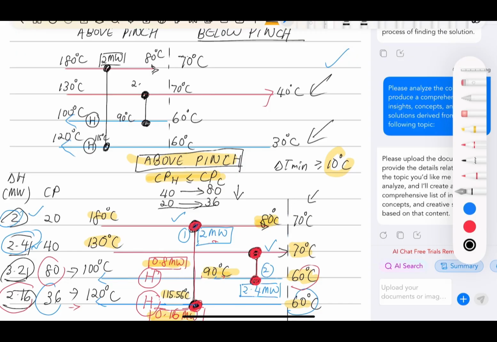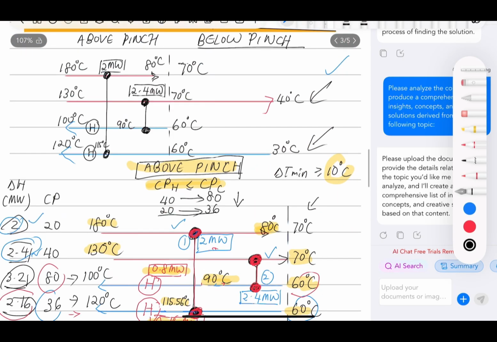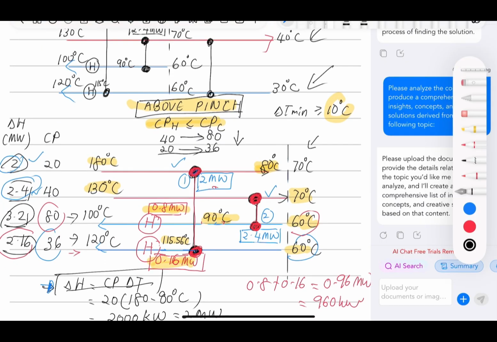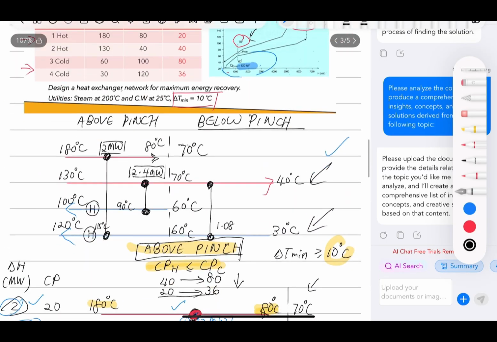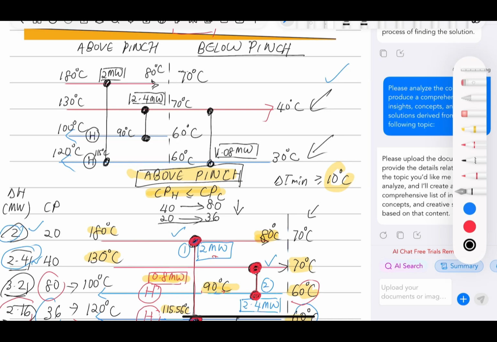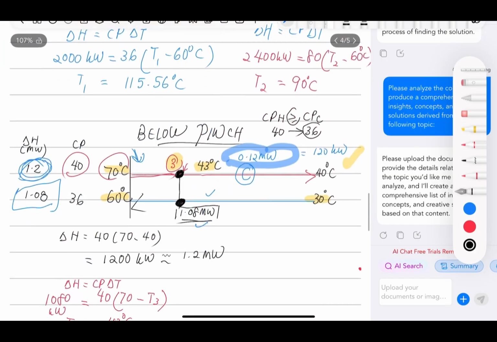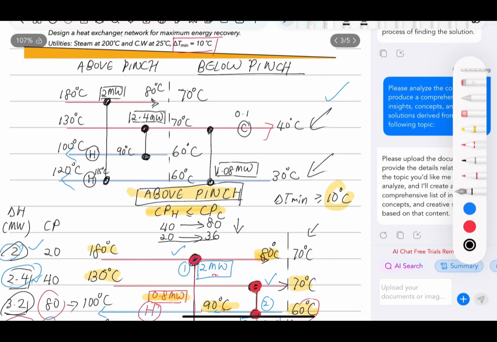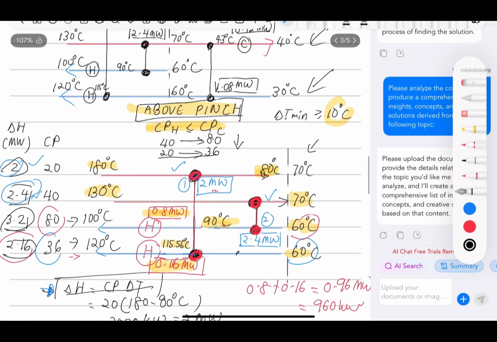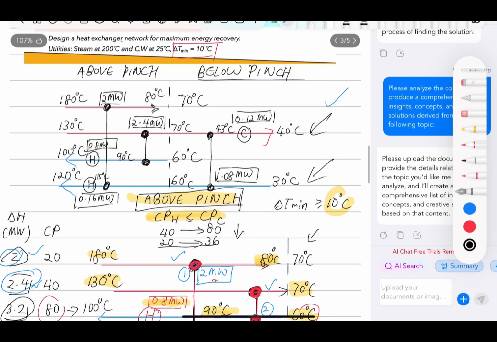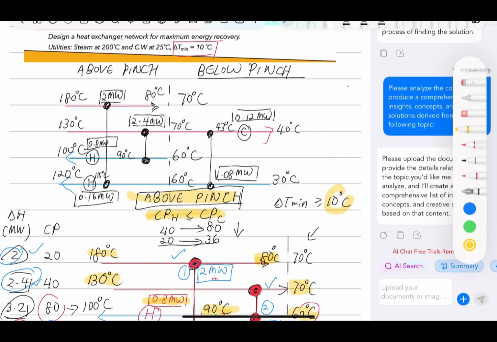And then this heat exchanger has a duty of 0.4 megawatt, and then for region below pinch, you're going to have one heat exchanger with the duty of 1.08 megawatt, and a cooler of 0.12, and the temperature here equal to 43. 0.16 megawatt. Okay, so this is our final design.